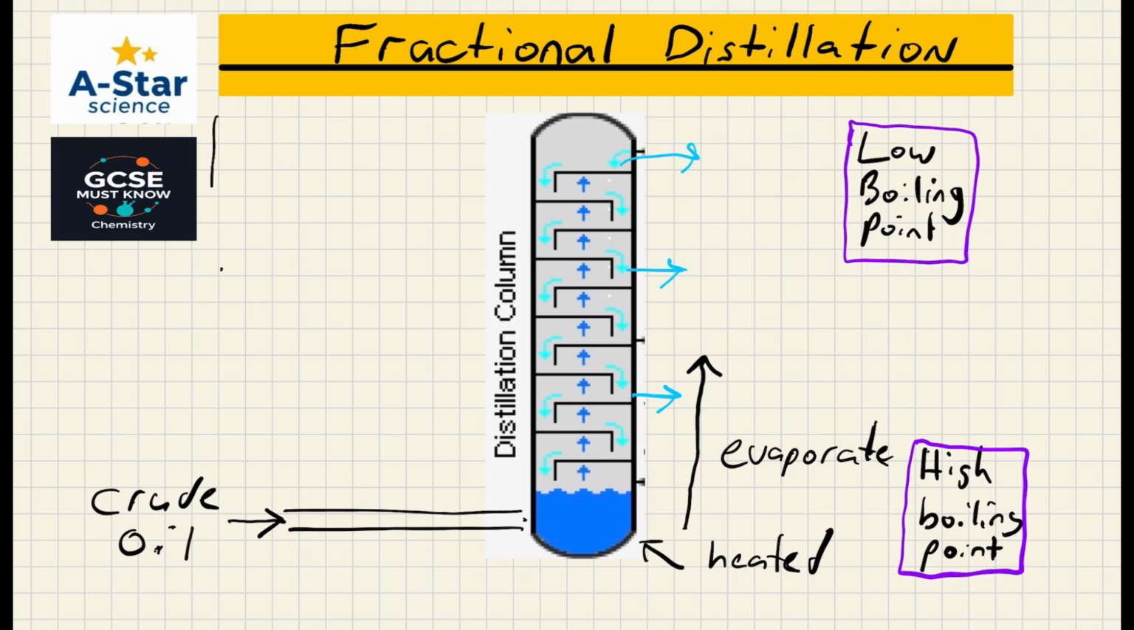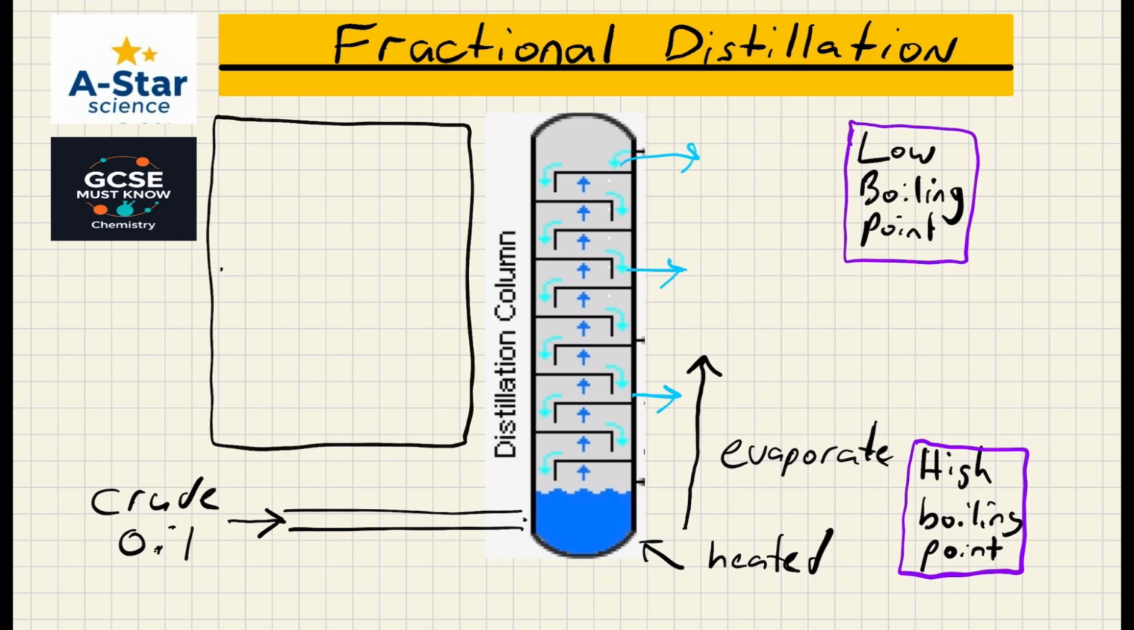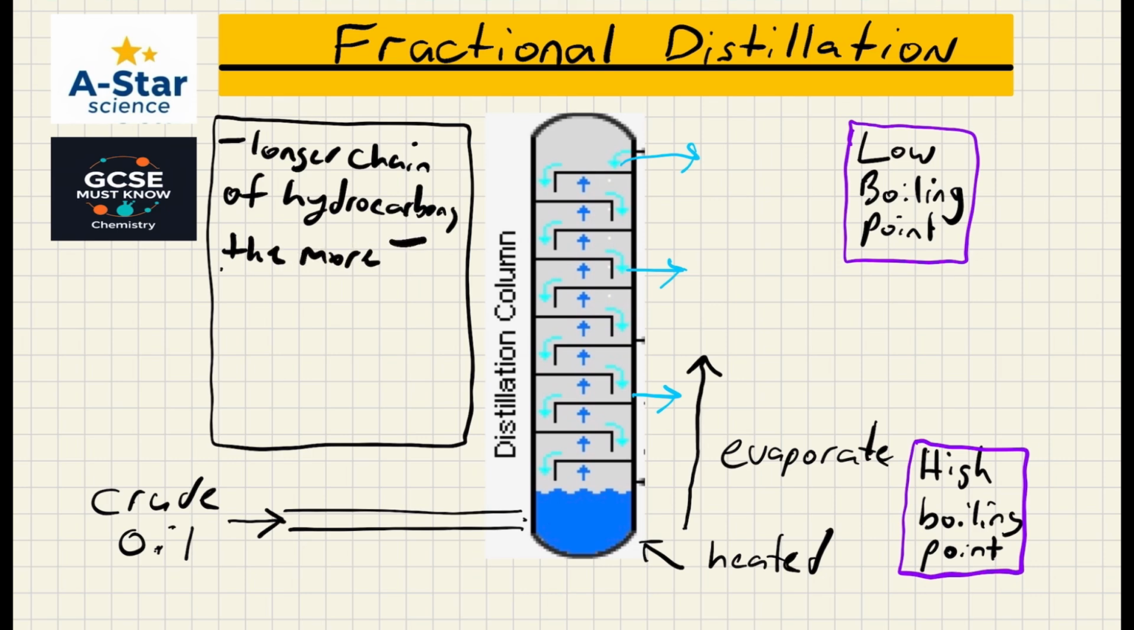A key factor that we have to remember, because they are covalent molecules, even though some of them are quite long chain, is that the longer the chain of hydrocarbon, the more IMF, or intermolecular forces, which means that they require more energy to overcome these forces.